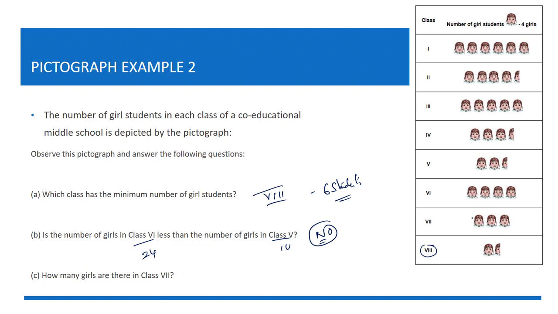How many girls are there in class 7? In class 7 there are 3 faces representing girls, and one face means 4 girls, so they have given here 4 plus 4 plus 4. 3 fours are 12 students. They may ask other questions also, like the total number of students from 1 to 8, then you have to count it and multiply it by 4, right? Or they may ask the total number of students in 1, 2, 3, or 4, 5, 6, or 7, 8, something like that. You can easily answer by observing the pictograph, right?